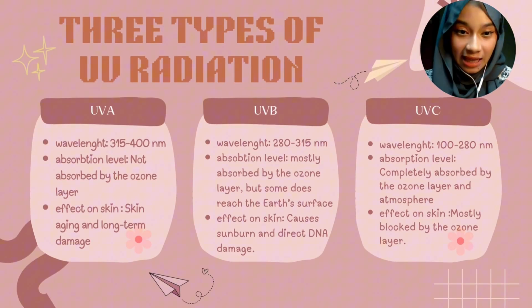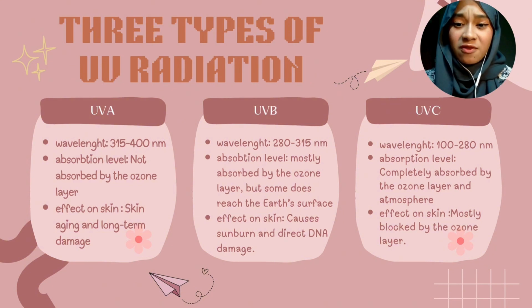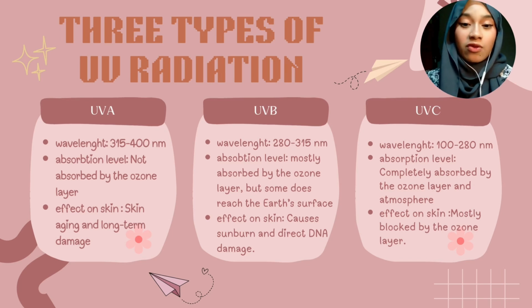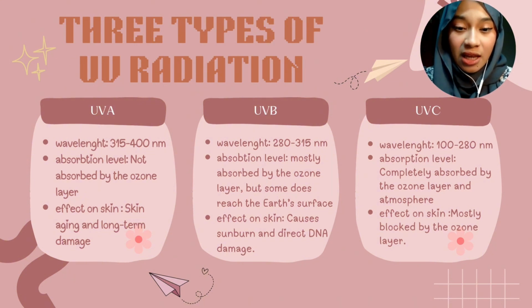In this next slide, we're going to talk about three types of UV radiation, which are UVA, UVB, and UVC. They differ in wavelength, absorption level, and the effect on our skin. UVB has a shorter wavelength compared to UVA, which is 280 until 315 nanometers, while UVA is 315 until 400 nanometers.